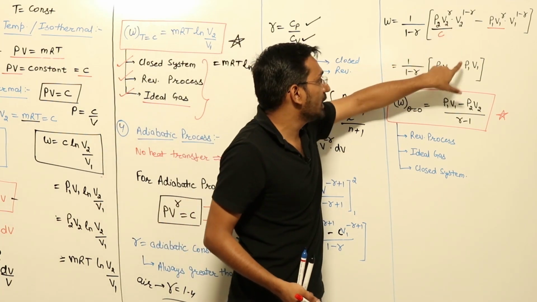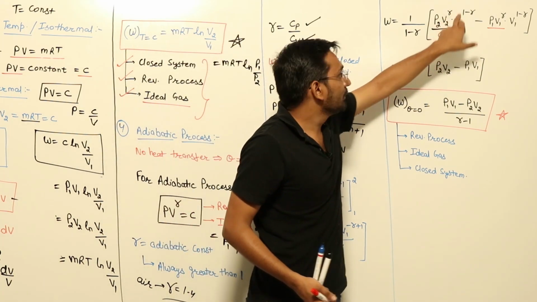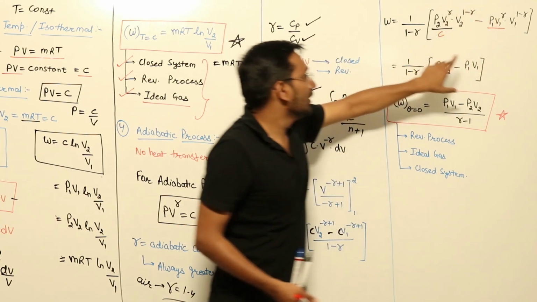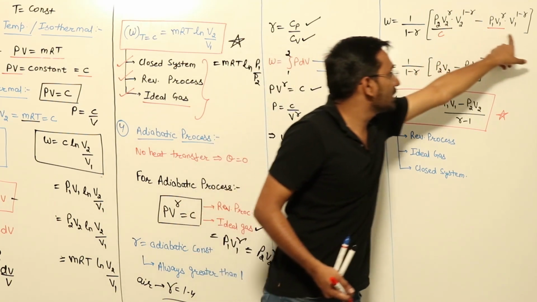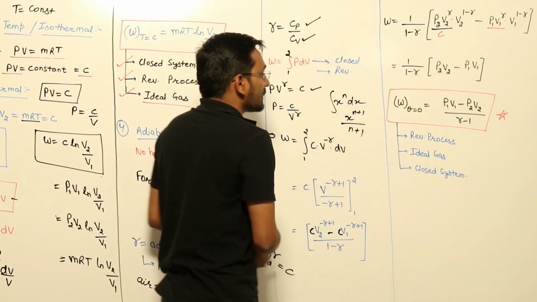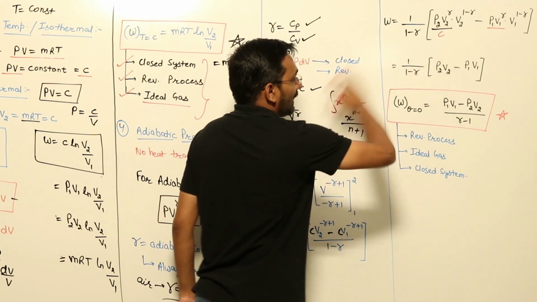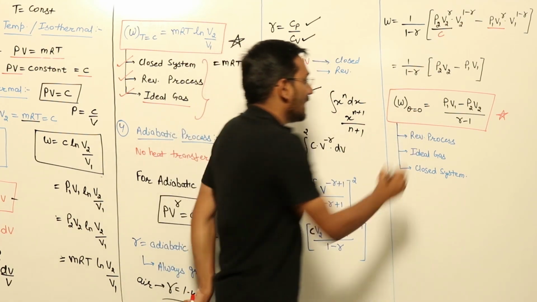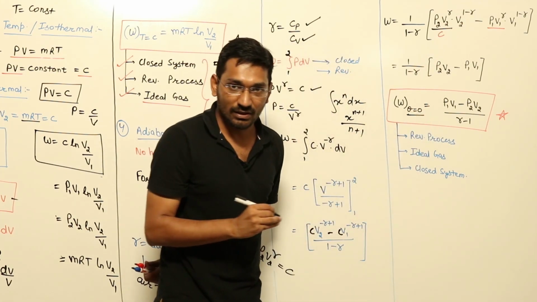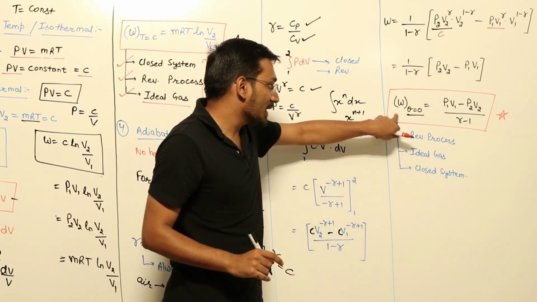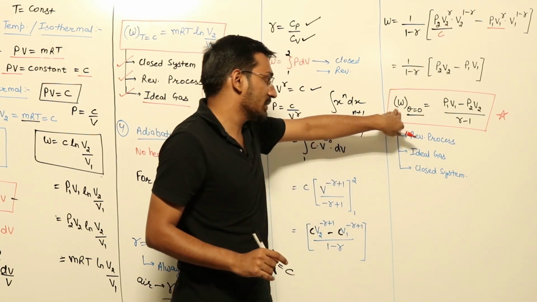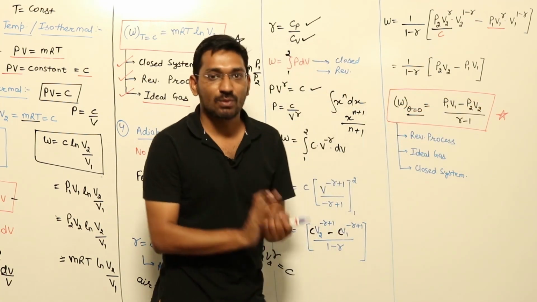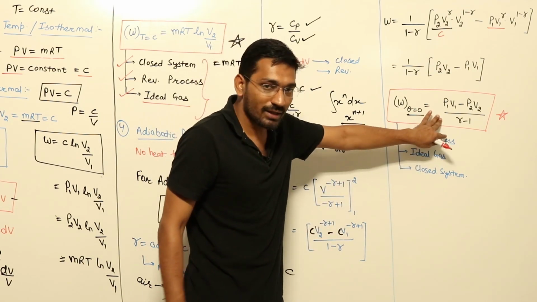So from here if I solve it further, V2 raised to power gamma into V2 raised to power 1 minus gamma will be equal to, power will add, this will be equal to P2 V2 and this will equal to P1 V1. If I rearrange, if I take minus sign out, this is work done in an adiabatic process. Adiabatic process means your heat transfer will be 0. So work done in an adiabatic process will be equal to P1 V1 minus P2 V2 divided by gamma minus 1. Right, this is the formula for your work transfer.